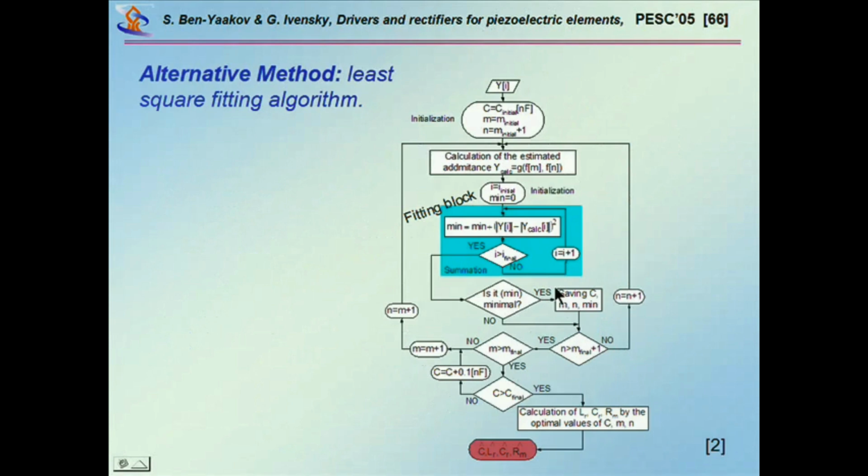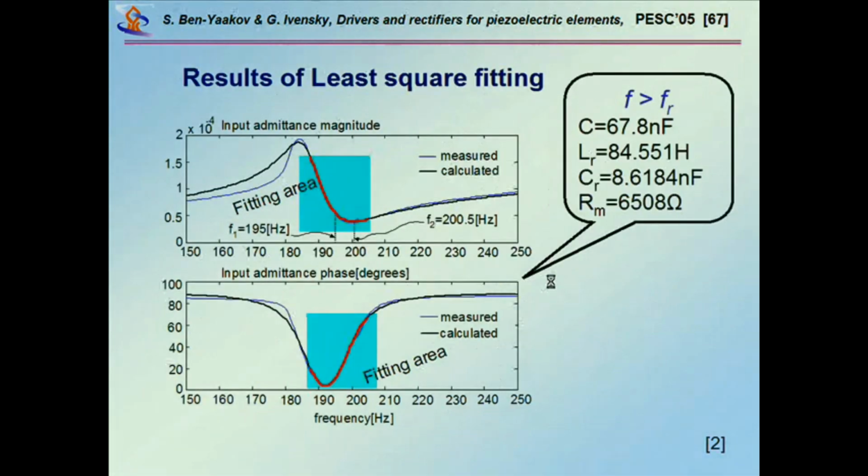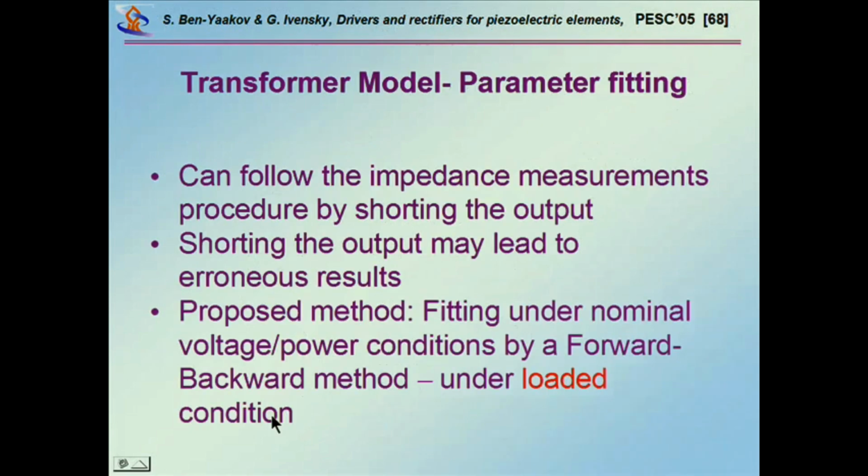Of course, then you can do a least square fitting. I'm not going into it. Just looking at all the values, comparing them to the equation, and then extracting the parameters. This is just some examples of this method. You can see very nicely that, for example, in this case, this is a frequency above resonance. You can very nicely fit the area that you are interested in. You get it very nicely.